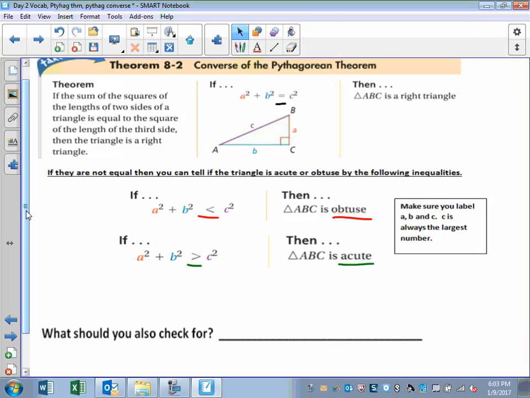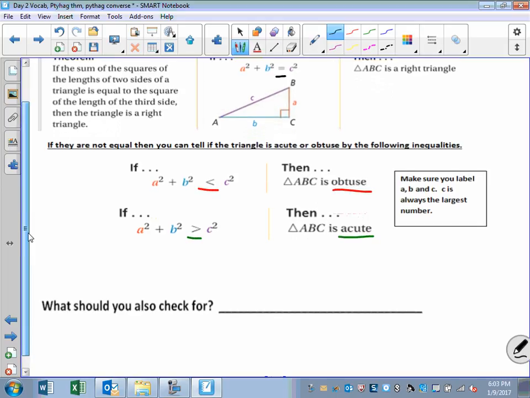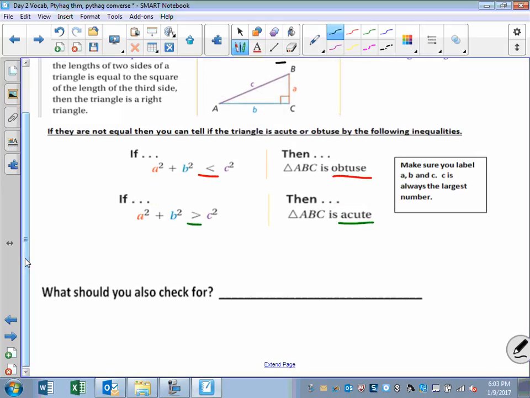Okay? What should you always check for also? You need to check and see if they're equal first. Because if they're equal, you got a right triangle. So check and see if they're equal. Now let me show you what this looks like if it's not a right triangle, if it's not equal.